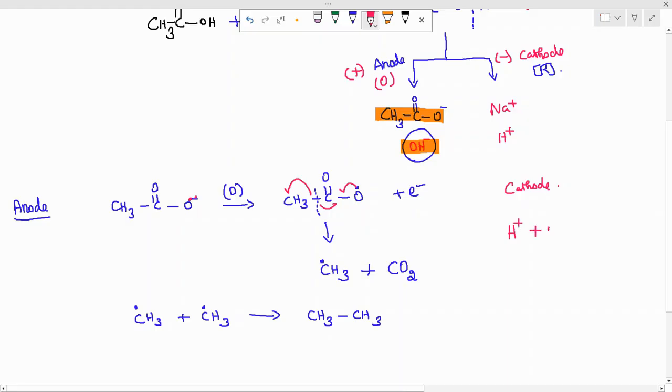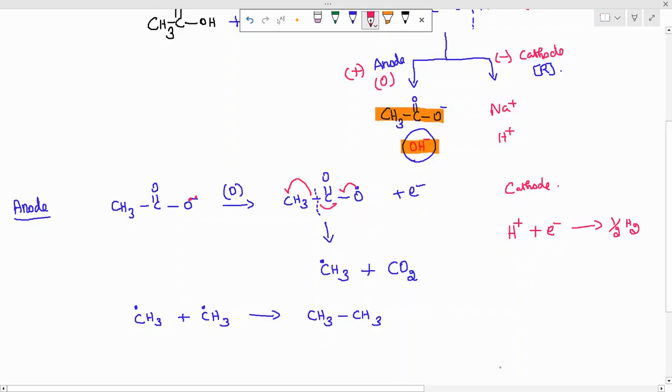That's why H plus is getting reduced in the cathode compartment, because H plus is less reactive. It will attract the electron that is released in the anode compartment, and then it will be converted into hydrogen gas. So in the cathode compartment, there will be a release of hydrogen gas. In the anode compartment, there will be a release of CO2 gas as well as the corresponding hydrocarbon.